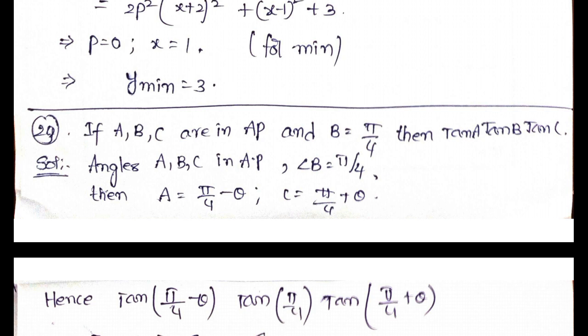If we move to the next question, it is given that the angles A, B, C are in arithmetic progression, and given that angle B is 45 degrees, pi by 4. Then he asked us to find the product of tan A into tan B into tan C. Solution: angles A, B, C are in AP, and angle B is pi by 4.